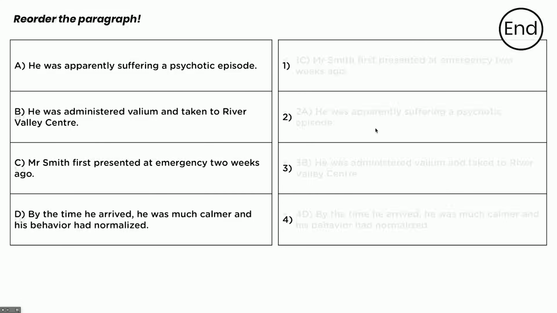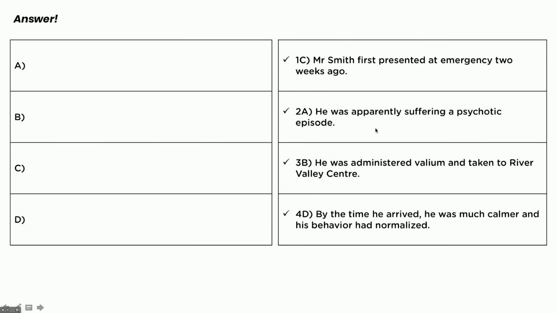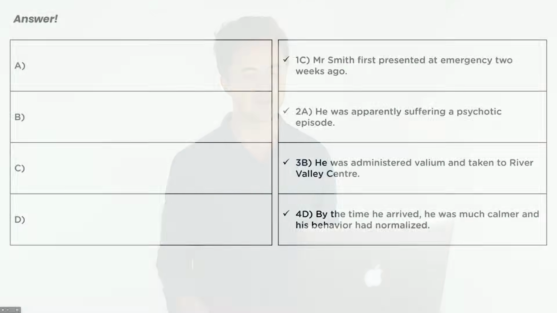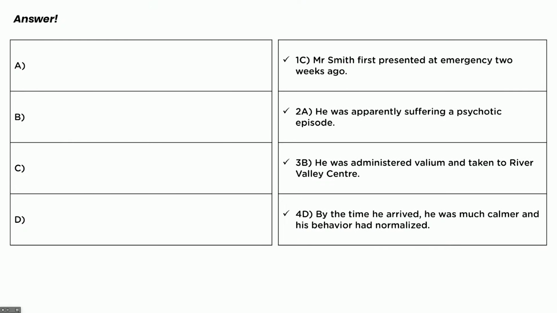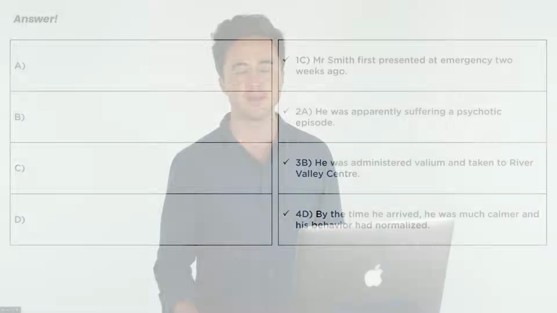Okay, again, good, clear introductory sentence would be, Mr. Smith first presented at emergency 2 weeks ago. You can see how I'm recounting a story here. I'm telling the reader a narrative of what happened to Mr. Smith. Second sentence, he was apparently suffering a psychotic episode. He was administered Valium and taken to River Valley Center. By the time he arrived, he was much calmer and his behavior had normalized. There you go. You can see the sequence of sentences that tell a story about what happened to poor old Mr. Smith.